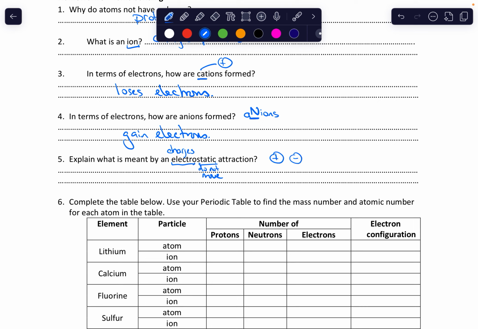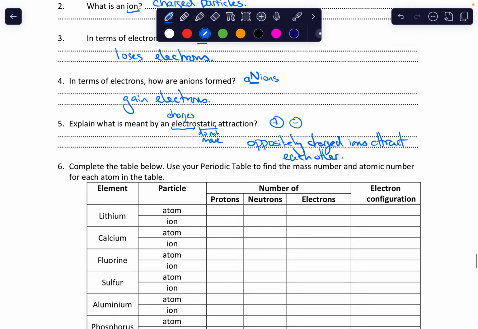So if I've got a positive ion and a negative ion, they will attract. So what is meant by an electrostatic attraction? It is oppositely charged ions attract each other. That's what goes on.